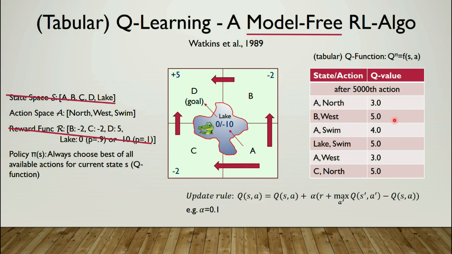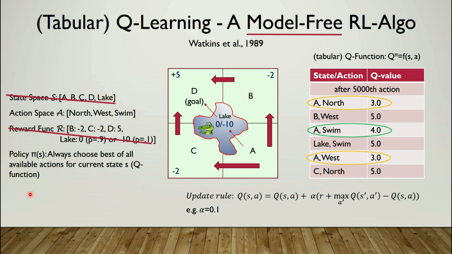It should converge to the actual values that we have already figured out before, but just by manually looking at the problem. So it's true that A north has a value of 3, because if I'm in state A and I go north, I get -2 + 5, and so on and so forth. And now we can also see that swimming is the best action if I'm in state A.